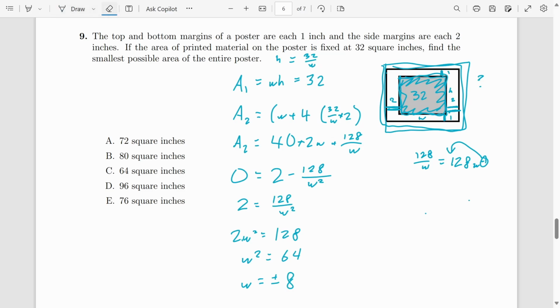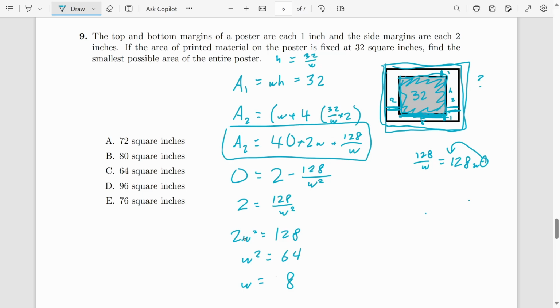I wrote plus and minus here because technically those are two solutions for what W can equal, but does a width of negative 8 make sense? Width should always be positive, so we can forget about the negative term and realize that the width must be 8 inches. So going back to the original problem, this width here must be 8. This length of the inside printed material must be 8 inches long. Based on that, we can figure out the total area of the poster using our definition of the total area of the poster.